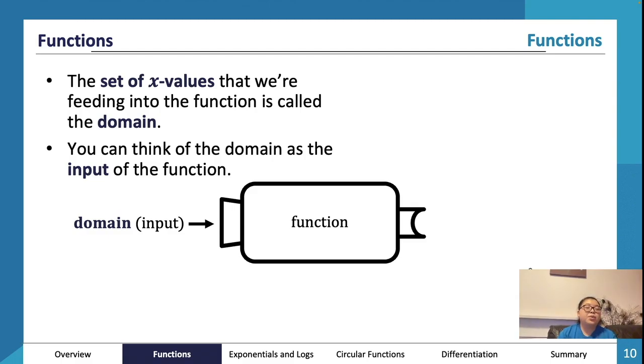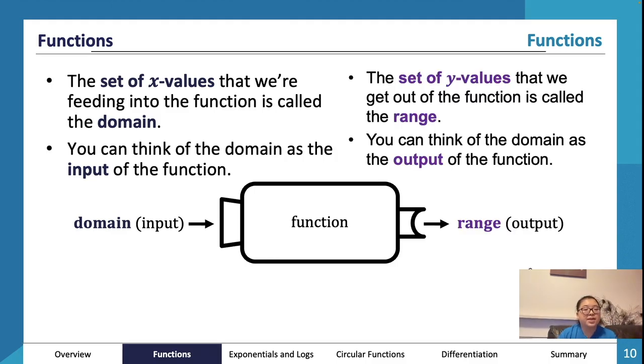Okay, so what we're trying to input is called the domain, and what we do is input the domain into the function, and what gets spit out is the range. The range is the set of y values, or whatever your dependent value is called in this function, and it just outputs the range of values. So the domain is the input, and then we have the range, which is the output side of it.